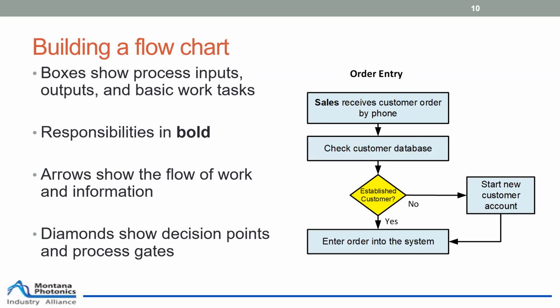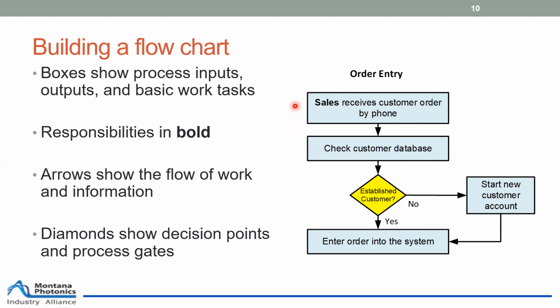Building a flowchart. Here we have some symbols that are commonly used with flowcharts. Boxes show process inputs, outputs, and basic work tasks. Responsibilities need to be included. I like to put them in bold so they're easy to find. Arrows show the flow of work and information, and diamonds show decision points.